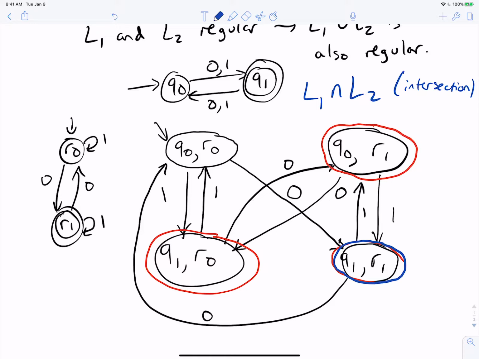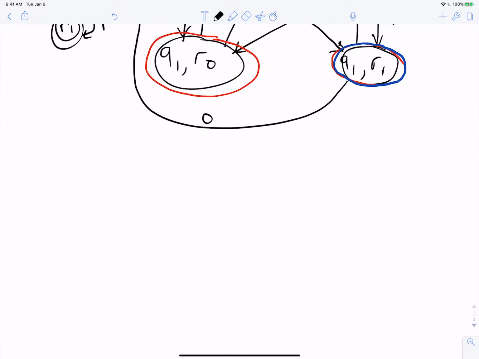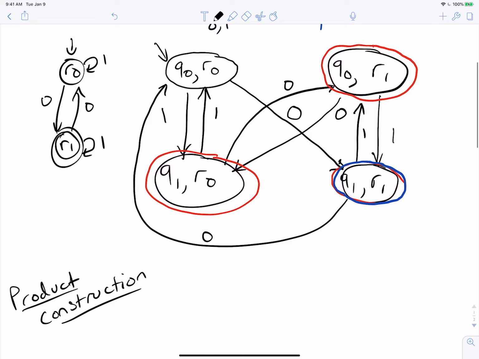Do we know how to do this in general then? Or should we phrase it in a formal way? I think we should phrase it in a formal way. And you might as well know the name of this method. This is something called the product construction, because it's taking the product of the states in some sense. And we'll have an actual Cartesian product in a second. But it's called the product construction because you're taking the product of the states.